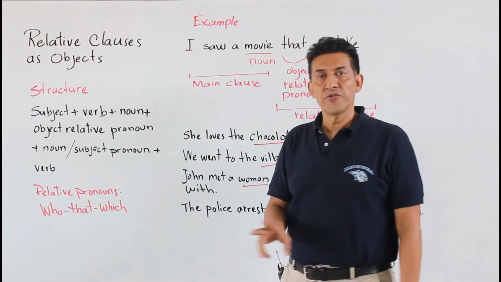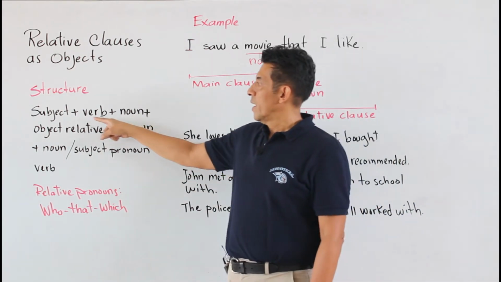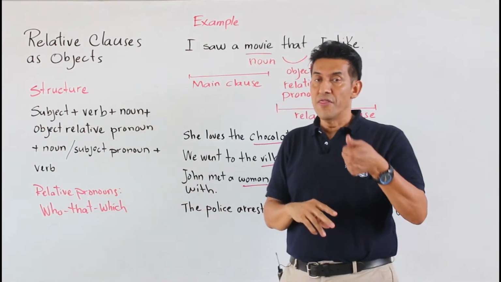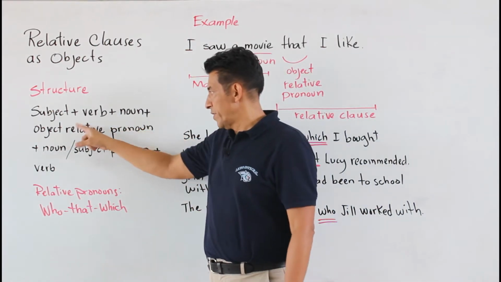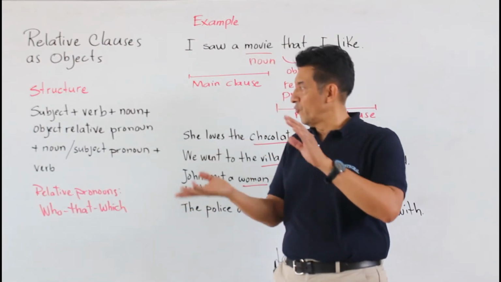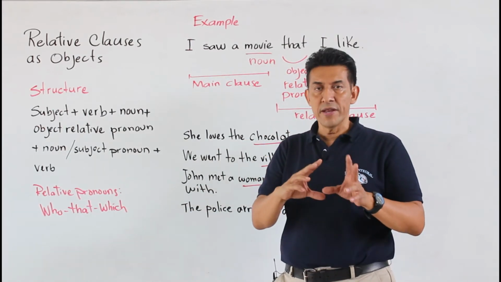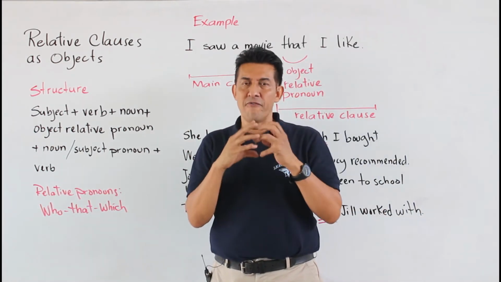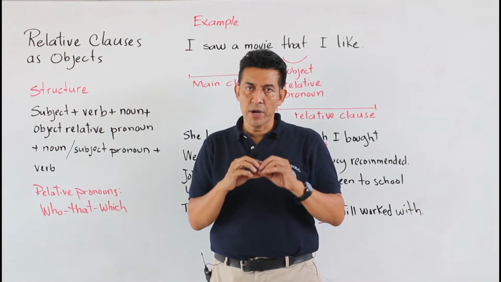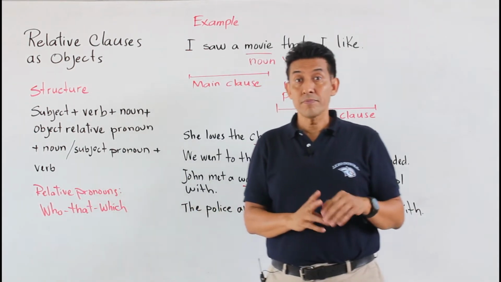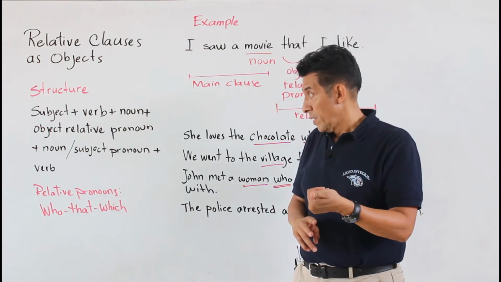We always have a subject, a verb, and a noun. Then we have an object relative pronoun plus a noun or subject pronoun, and then a verb. If you see, the structure is very long and complicated, but we're going to do it step by step.